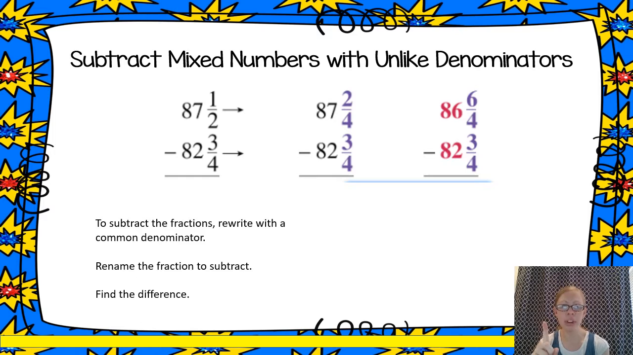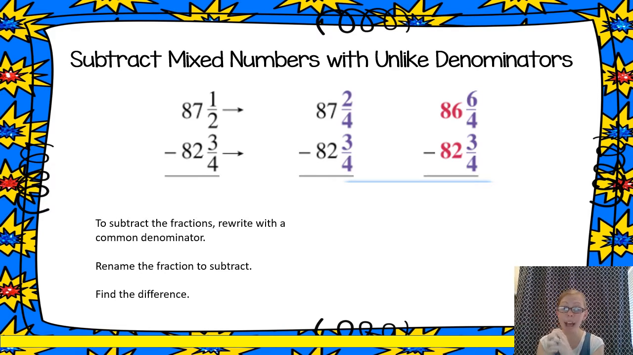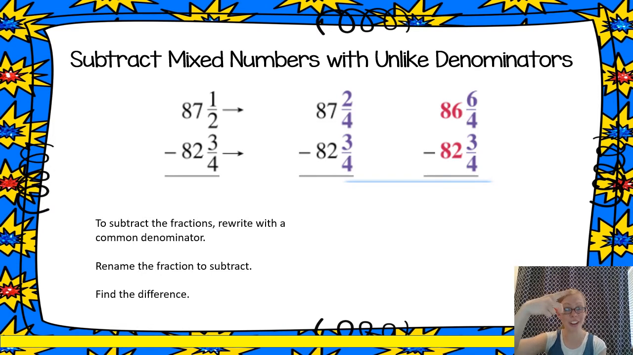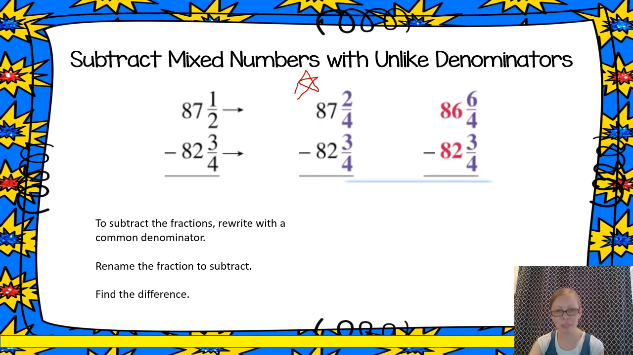Let's look at one more example here where we have unlike denominators. All these different skills that we are learning with fractions can be combined together. We know the basic principles of a fraction, so we can use them, adding or subtracting. So I have 87 and 1/2 here, minus 82 and 3/4. Well, my denominators are not the same, but I know that 1/2 as an equivalent fraction is 2/4. So I can rewrite my problem here as 87 and 2/4 minus 82 and 3/4.